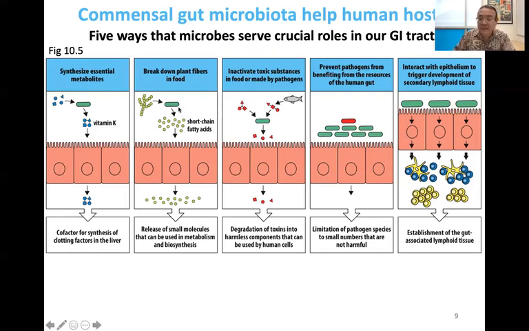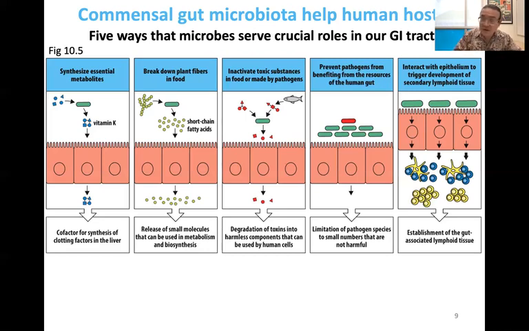Number two, bacteria help us digest foods. For example, cellulose, right? Our bodies normally have a very hard time breaking down cellulose on our own because we don't actually produce enzymes that are very good at breaking down cellulose.